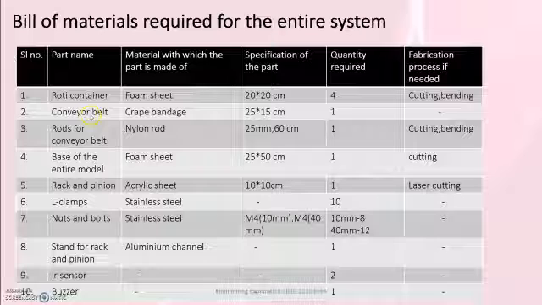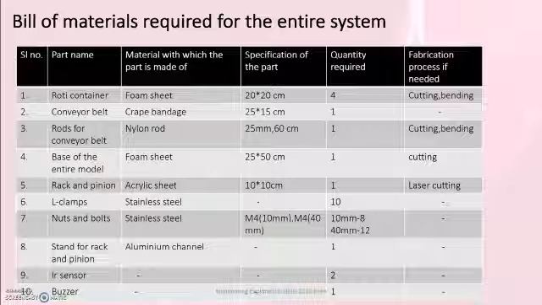Next, coming to the bill of materials required for the entire system. To make the roti container, we are using foam sheet. We are using crepe bandage for the conveyor belt. To support the conveyor belt, we are using nylon rods. The base of the entire model is made from foam sheet.